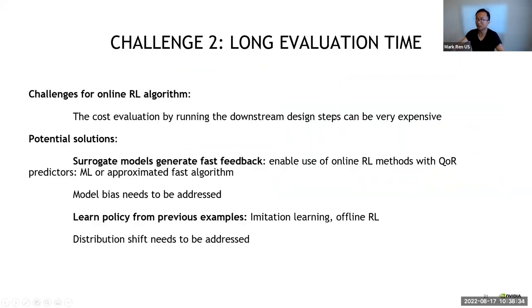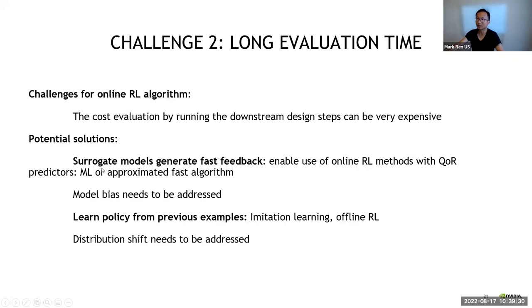The second one is the long evaluation time. Most EDA problems need some analysis, and those analyses usually take a long time. For example, if you want to do STA, static timing analysis for the whole chip, it takes a long time. So you cannot make that part of your reinforcement learning loop, because reinforcement learning usually requires thousands of iterations, and each iteration requires hundreds of examples. That's like millions of evaluations. Think about running static timing analysis a million times. It's just impossible, right? So that's why, with this big challenge, you have to think about how to reduce that evaluation time.